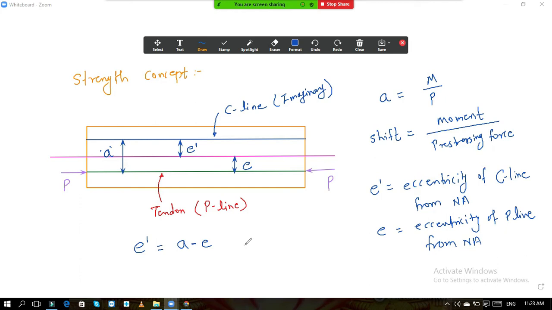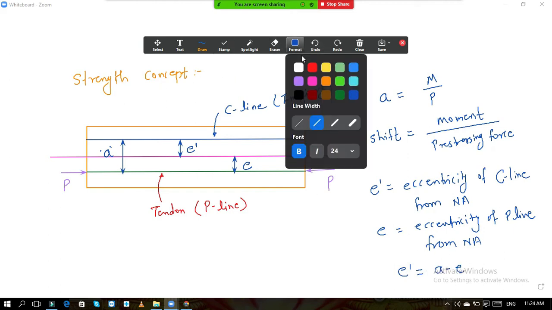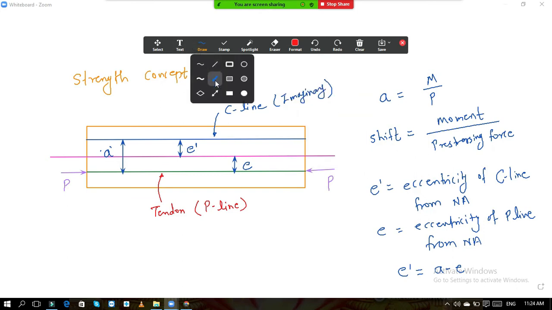Now I will write this formula here somewhere: e dash is equal to a minus e. Now here if you see, whatever the prestressing force acting in the tendon, this prestressing force in the tendon represents the force in steel.